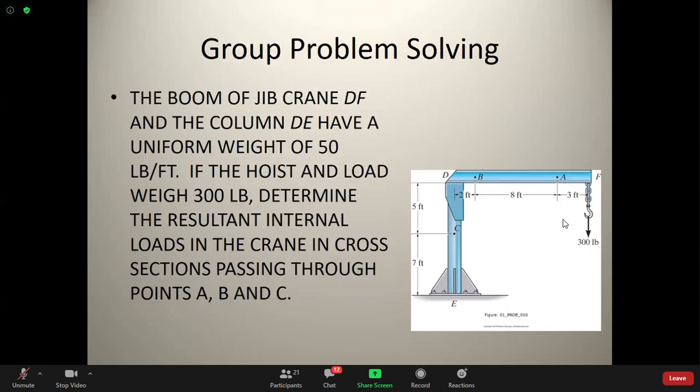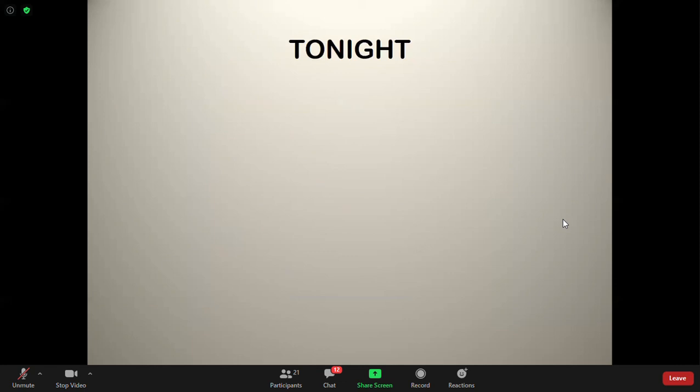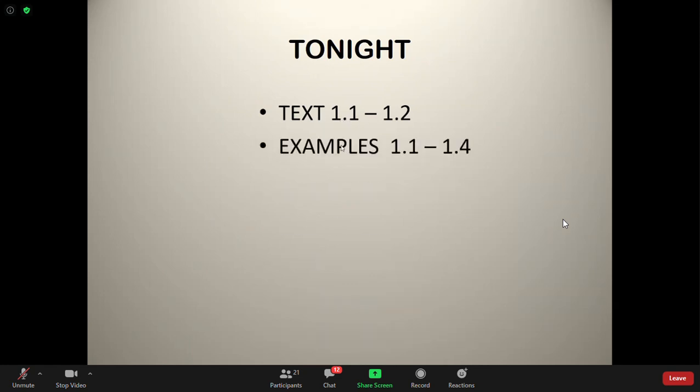This was a group problem solving. You can try it in your own time. And this is your suggested work for tonight. You have to read text articles 1.1 and 1.2. Do these yellow pages. These are the solved examples, 4 solved examples on how to find internal loads. And lastly, homework problems, 2 homework problems, chapter 1, problem 9, and problem 10. So this PowerPoint is already uploaded for you.